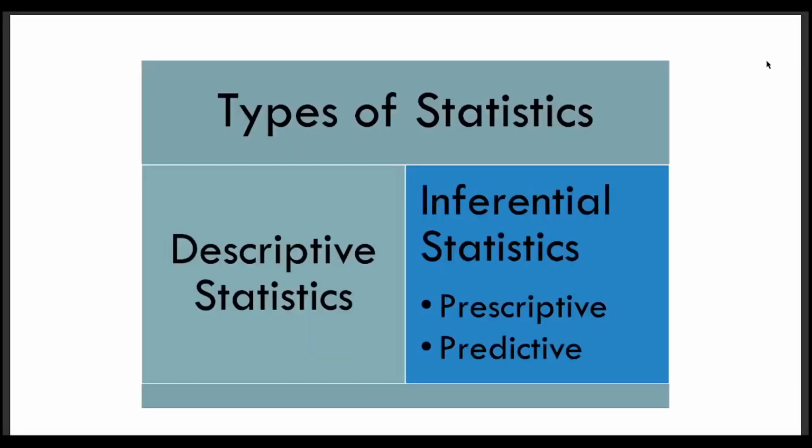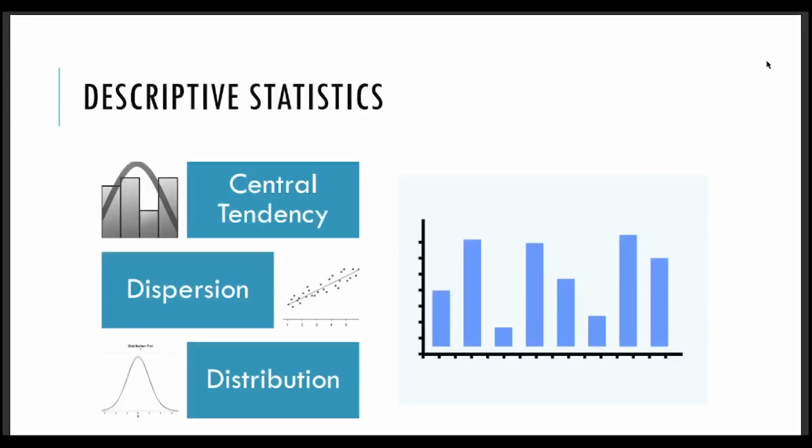Coming to statistics, there are only two different types of statistics. One is descriptive statistics, another is inferential statistics, which can be subcategorized into prescriptive statistics and predictive statistics. So the entire statistics can be segregated only into two different types. So what is descriptive statistics all about? Descriptive statistics is all about the measure of central tendency, dispersion, distribution, and so on.